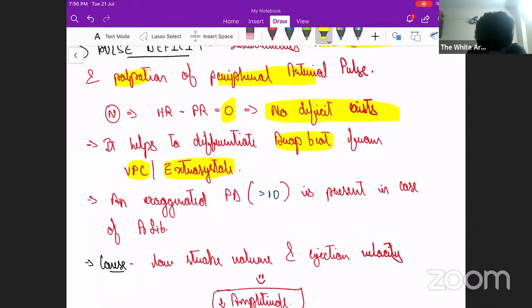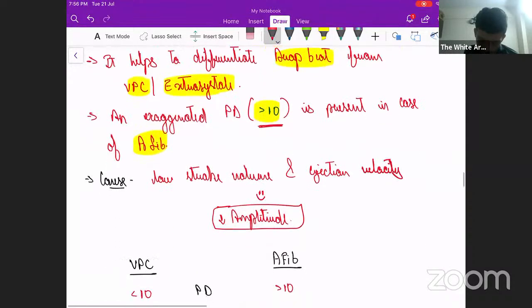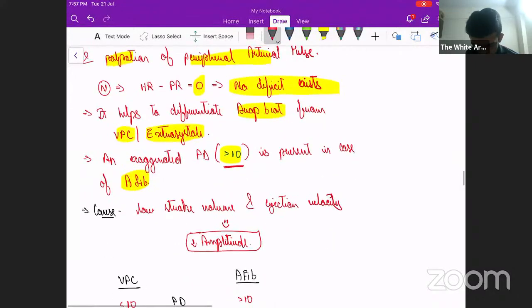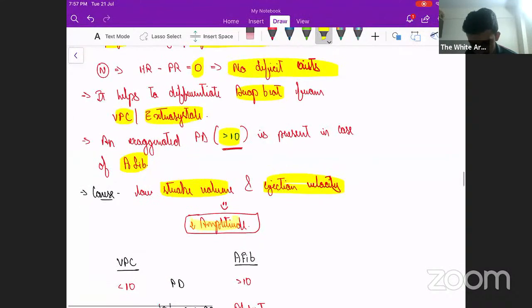One more is an exaggerated pulse deficit, greater than 10, which is present in cases of atrial fibrillation. So this helps to differentiate ventricular premature contraction from atrial fibrillation. In atrial fibrillation, we can expect a large pulse deficit because the heart activity will be rapid. Because of the rapid activity, pulse deficit will be more. Okay. So what is the cause of this pulse deficit? Low stroke volume and low ejection velocity will result in decreased amplitude. So this won't be carried to the periphery.